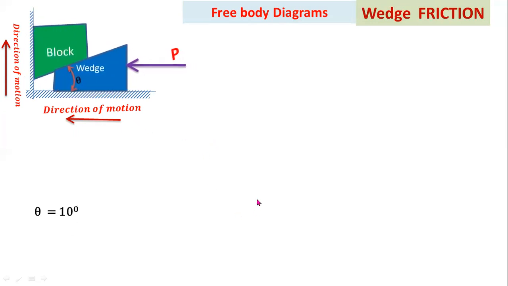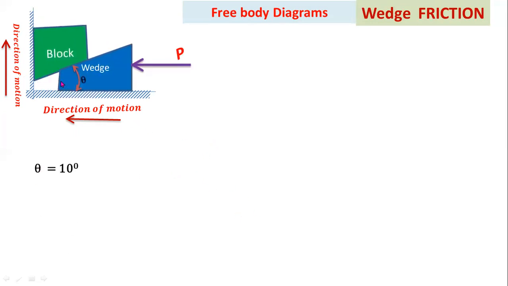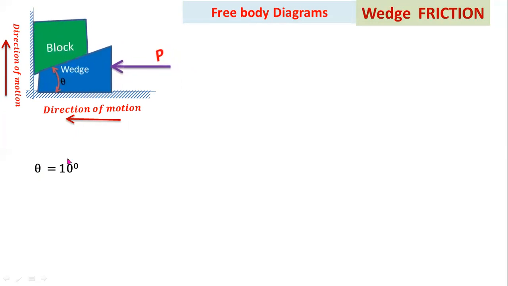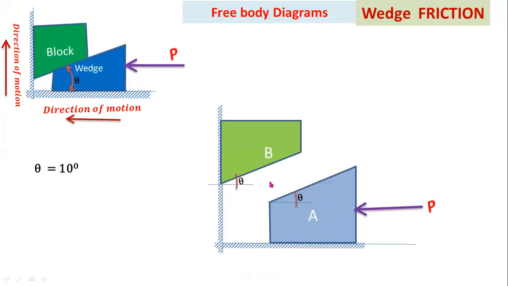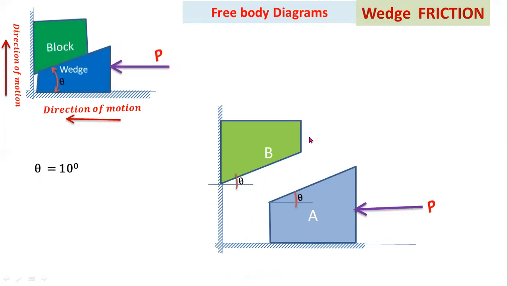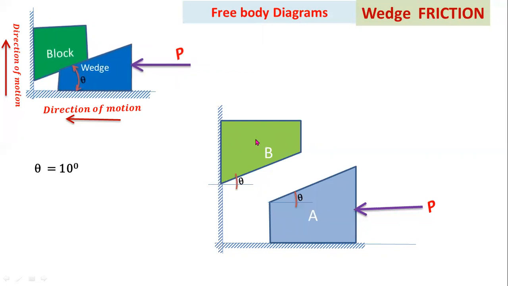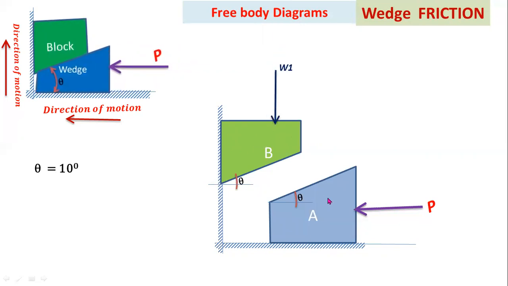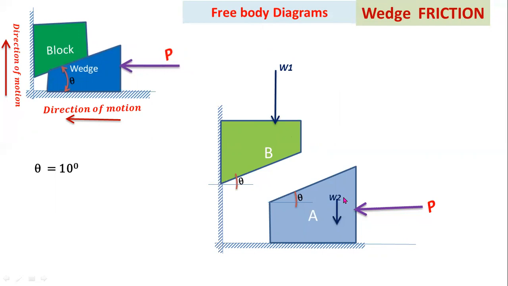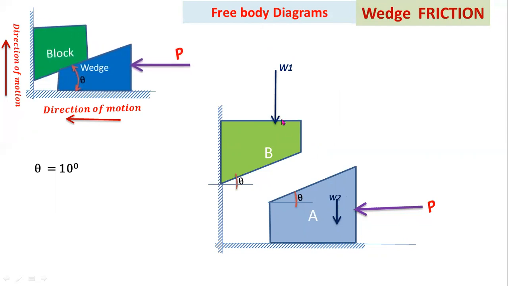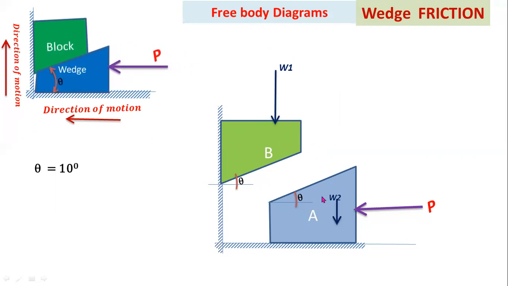Now theta is the angle of inclination of the wedge and block, theta equal to 10 degrees. First of all, you have to consider self weights W1 and W2. W1 equal to 1500 newtons for this block, and W2 equal to 200 newtons for this wedge. Self weights always act vertically downwards.